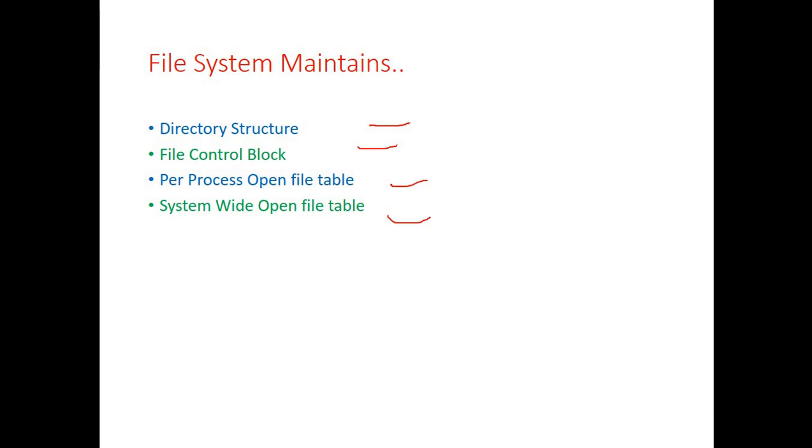So the difference between the per process open file table and the system-wide open file table is that the per process open file table is specific to a process: what are all the files opened by the process. The system-wide open file table is for the entire system. So for all the processes, what files are opened, all that information is stored in the system-wide open file table. All these four entities are required for performing file related operations like opening a file, reading the contents of the file, closing the file, like that.